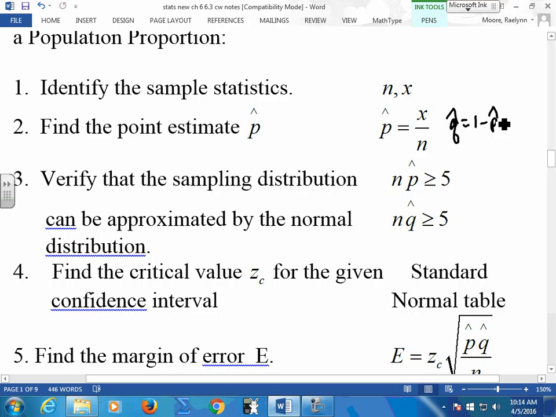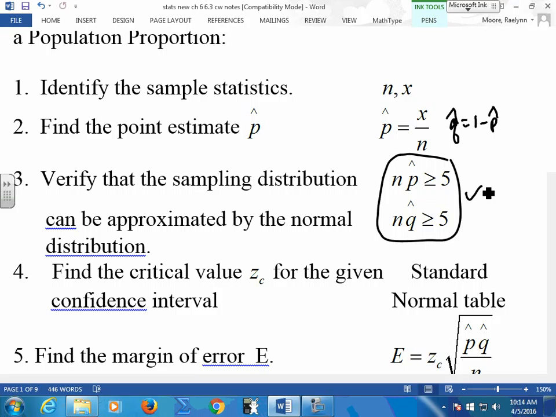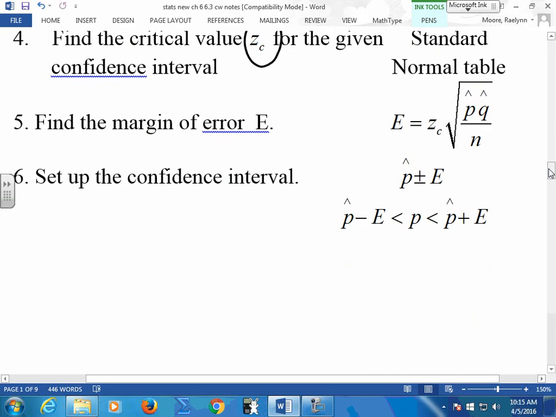We're going to have to verify. Notice this is kind of like that binomial thing. We're asking yes, no, yes, no, 2 choices. We're going to have to verify that it can approximate a normal distribution. Otherwise, we don't know that it approximates a normal distribution. We're going to again find your ZC. We know how to do that. We're going to find your margin of error. We just have a new margin of error formula. And we're going to build your interval.